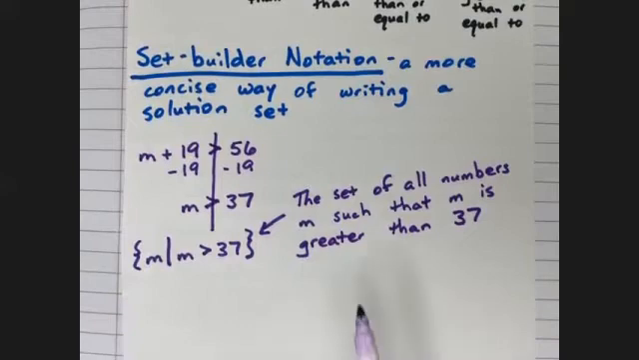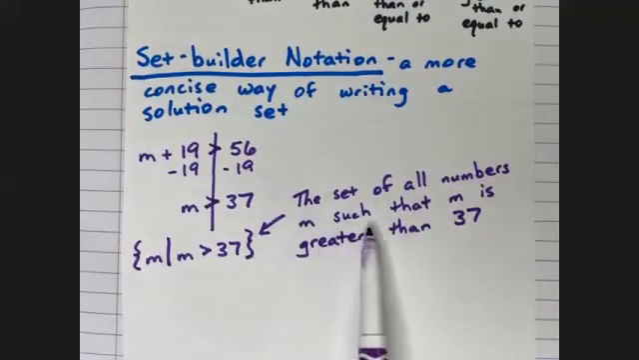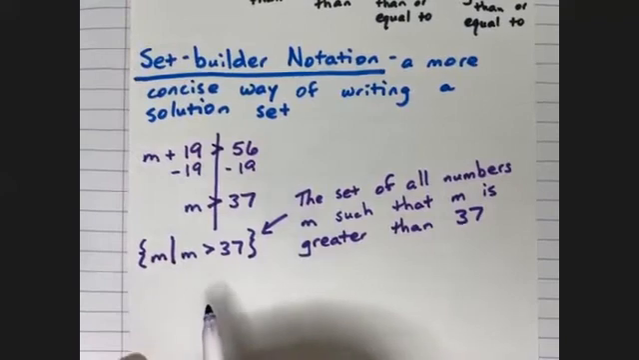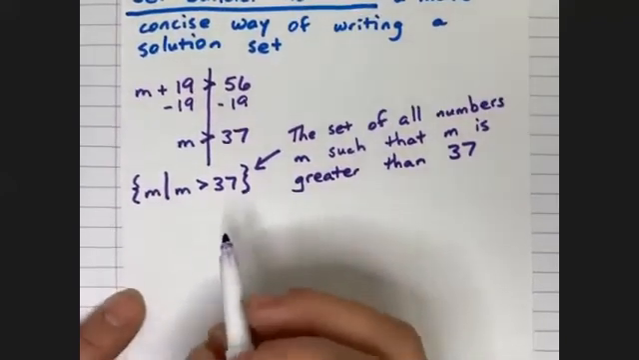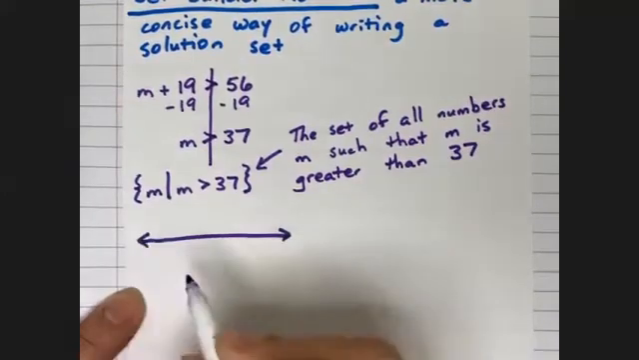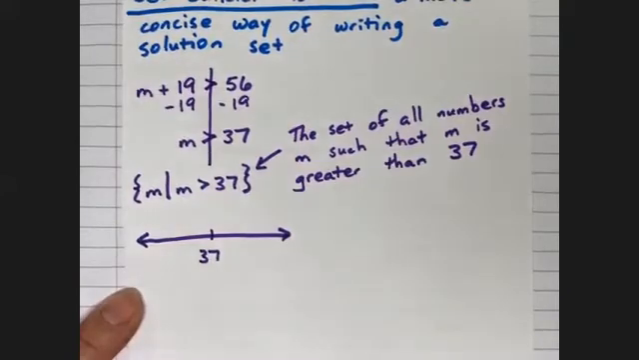But this is how you would read it. So if I were to see this, I would go, oh, well, that's the set of all numbers M such that M is greater than 37. Now, if I was going to graph this, I'm going to have a number line, and at 37, which is actually going to be the only number I'm putting on there right now, that's where I'm going to start graphing.